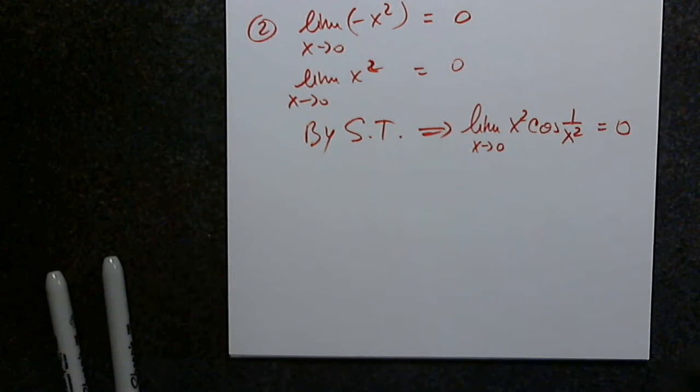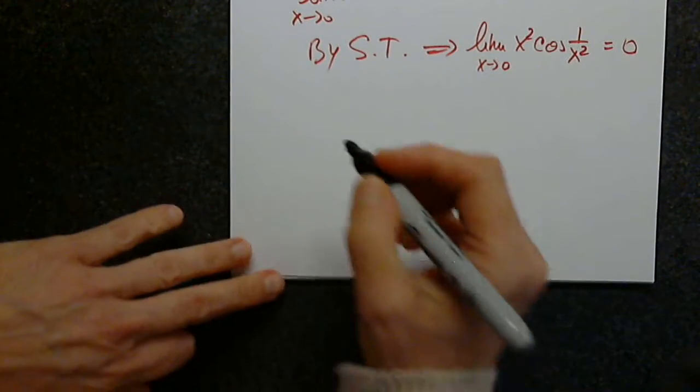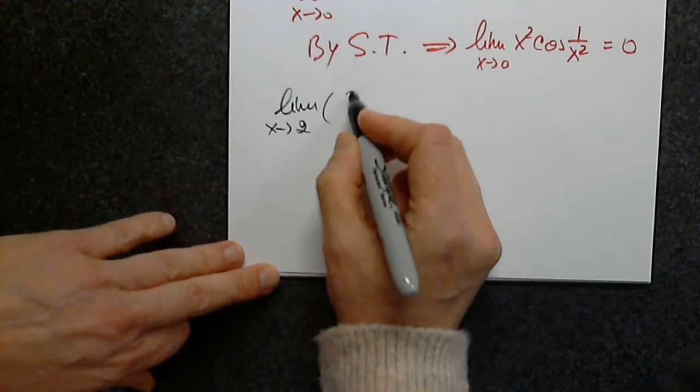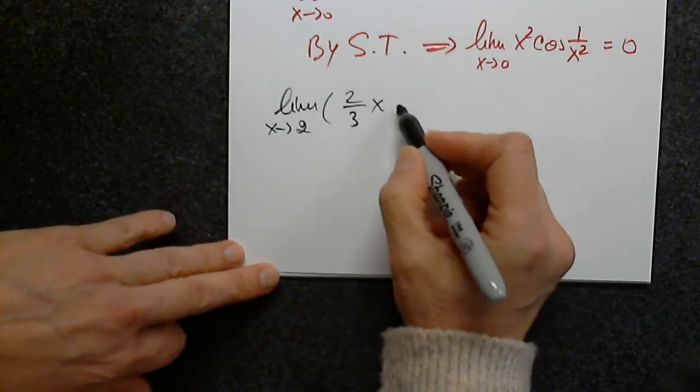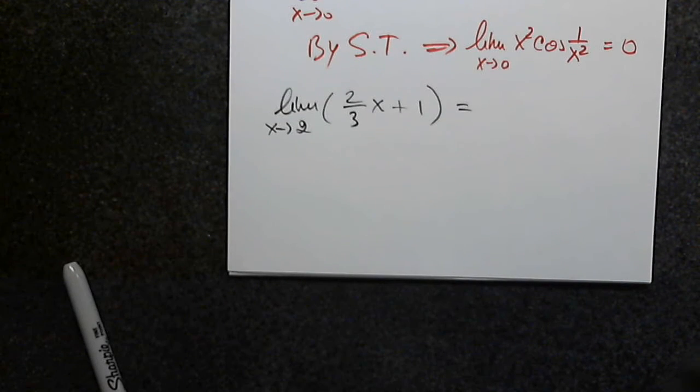Good. Next question. Precise definition of the limit. So let's find the limit as x approaches 2 of 2/3 x plus 1. What is the answer?